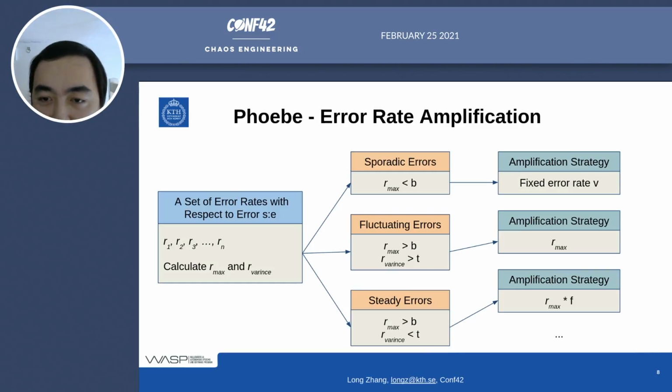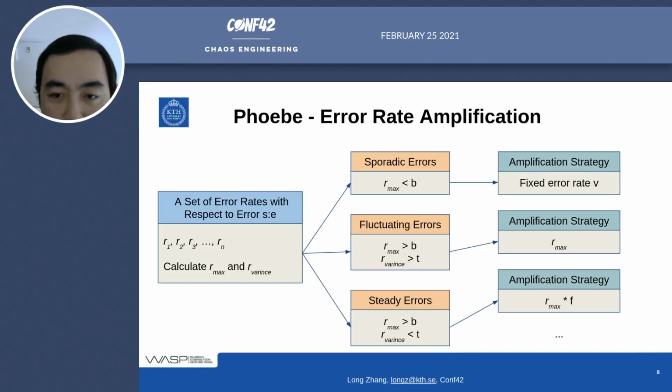And by amplifying these kinds of errors, we would like to keep using the maximum value of the error rate. So this error rate does exist in production, and then we keep using it, so we somehow improve the frequency of these fluctuating errors. And the last one, we categorize it as steady errors. So the maximum value of the error rate is quite large, but the variance of the error rate is not that large. So we can always observe these errors in a relatively steady frequency.